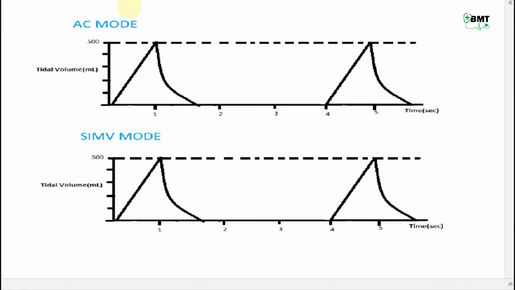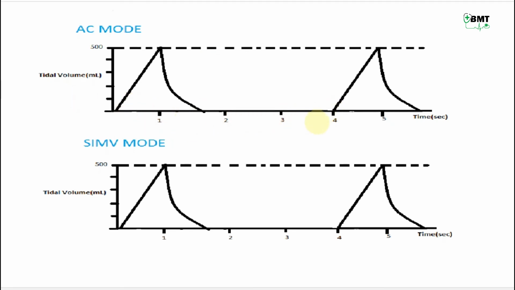Now let us understand difference between assist control mode and SIMV mode. First, let us understand assist control mode. Suppose for example, if a patient is set to assist control mode with a respiration rate of 15 breaths per minute, which means 60 divided by 15 is equal to 4. So after every 4 seconds, a breath will be delivered to the patient at a set mandatory volume. Suppose tidal volume is set to 500. So after every 4 seconds, 500 ml will be delivered to the patient.